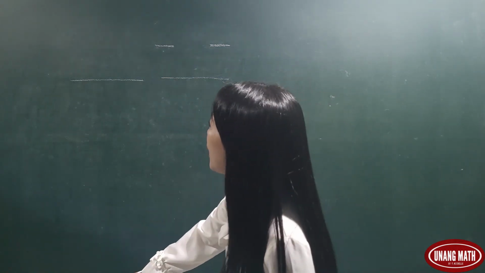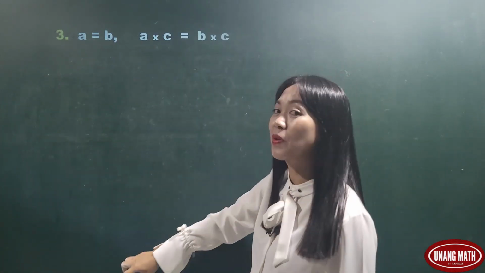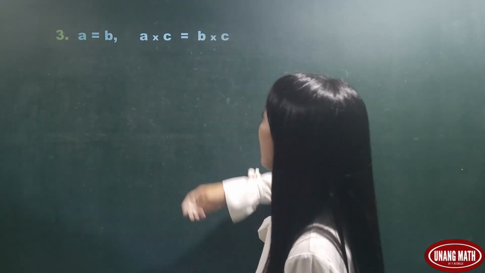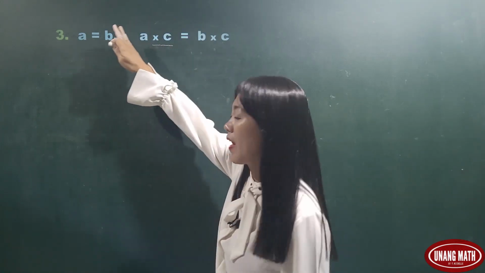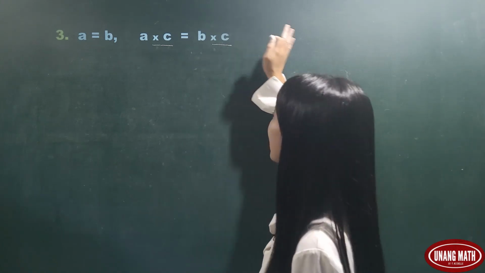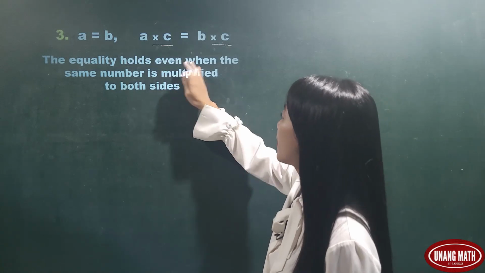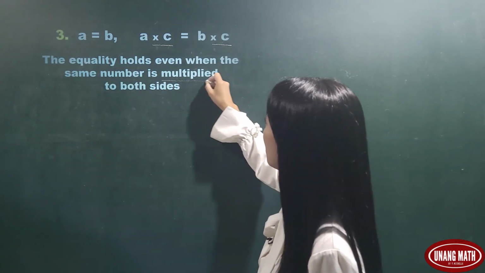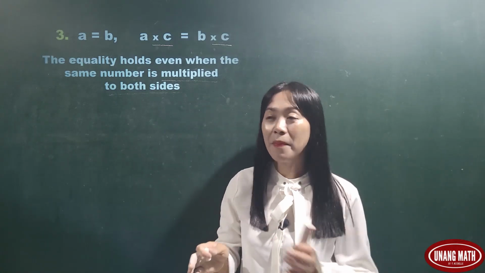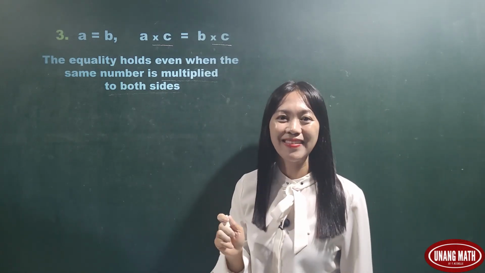Okay, let's move on. The third property of equality states that if A is equal to B, A times C is equal to B times C. If I multiply by C on the left side of the equation, I should multiply by C on the right side of the equation also. So the equality holds even when the same number is multiplied to both sides of the equation. You just have to remember what you did on the left side. You have to do it also on the right side.